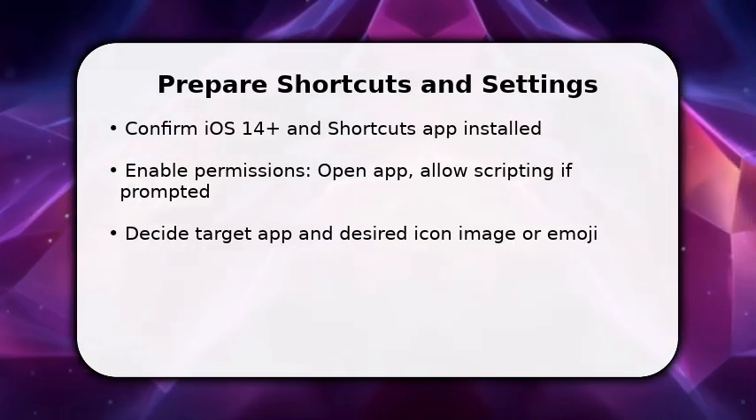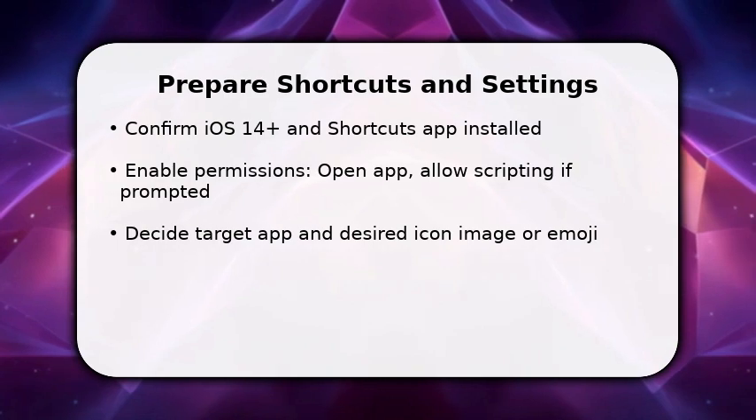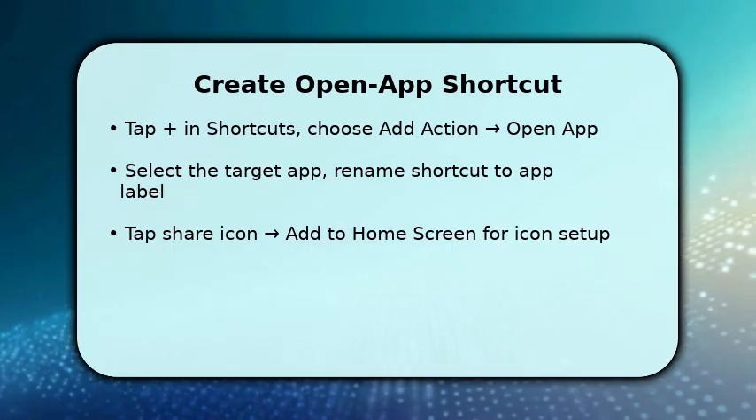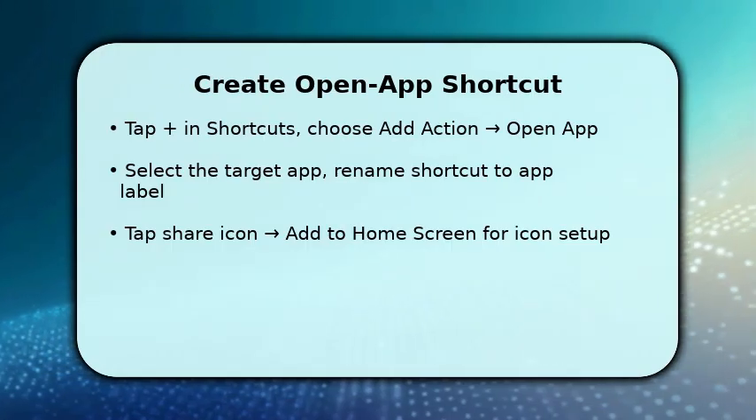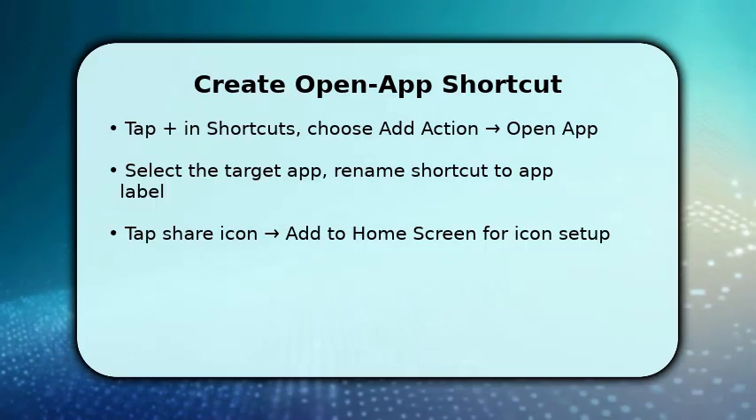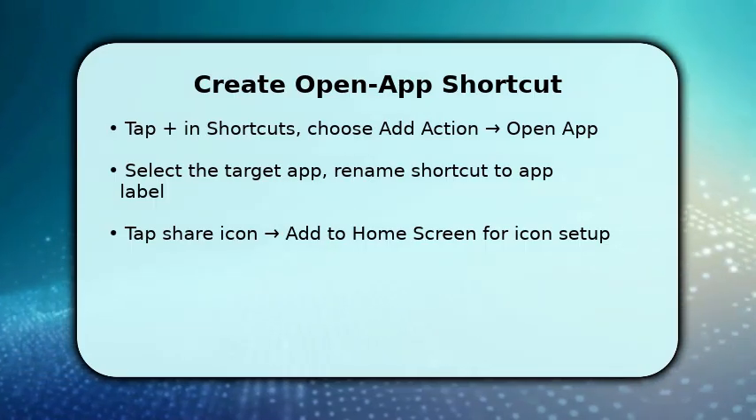Now create a new shortcut. Tap the plus to begin building the link. You add an action. Tap Add Action and search for Open App, then select the exact app you want bookmarked. After that, rename the shortcut to a clear label. This becomes the home icon name, so keep it short.